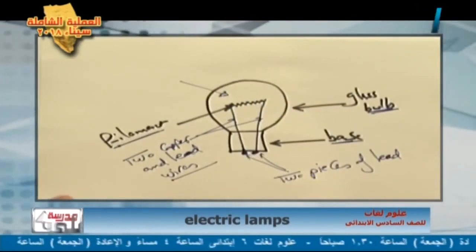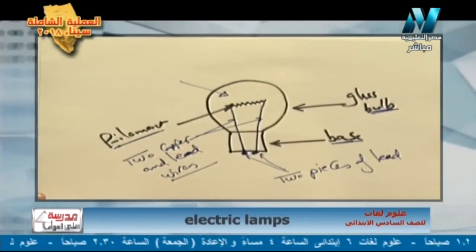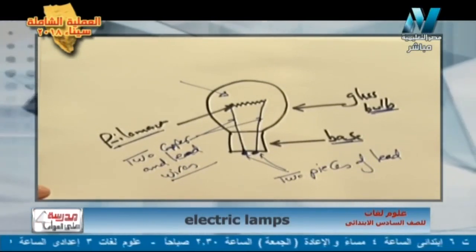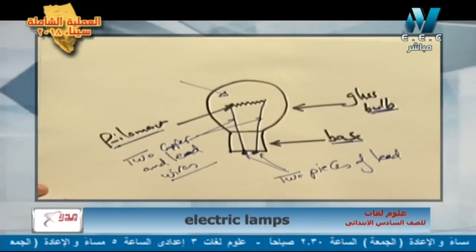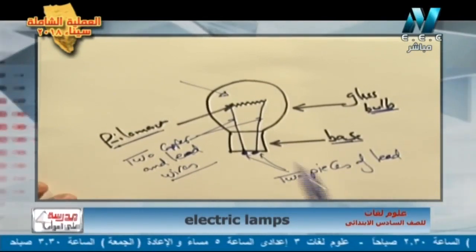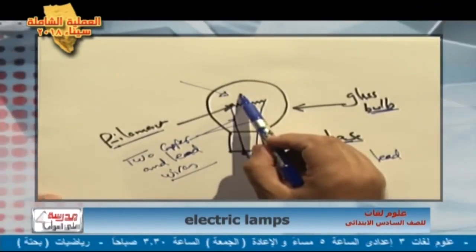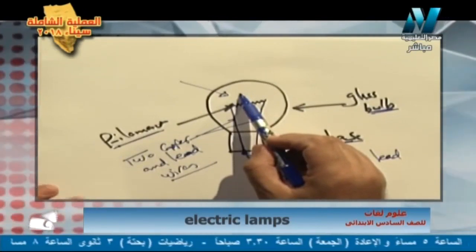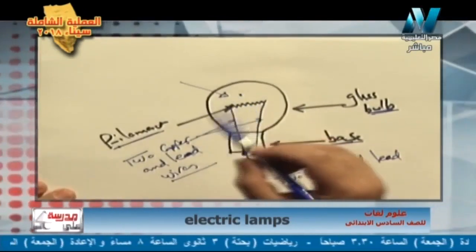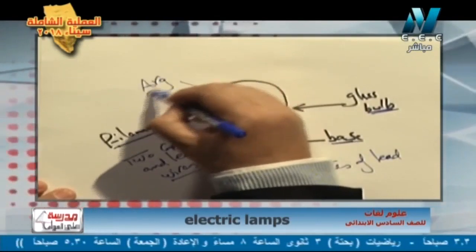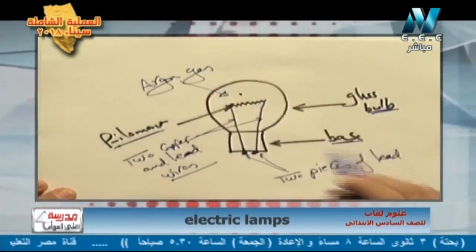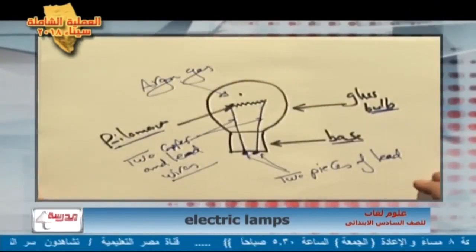Of course not, because we know that the air contains oxygen and oxygen helps in burning. So here inside the lamp there must not be air or oxygen. But what is the gas found? The gas will be called argon gas. Argon gas is a very inactive inert gas.